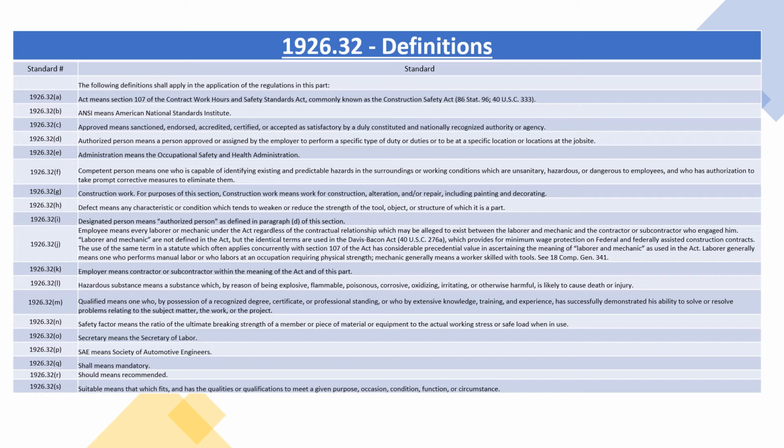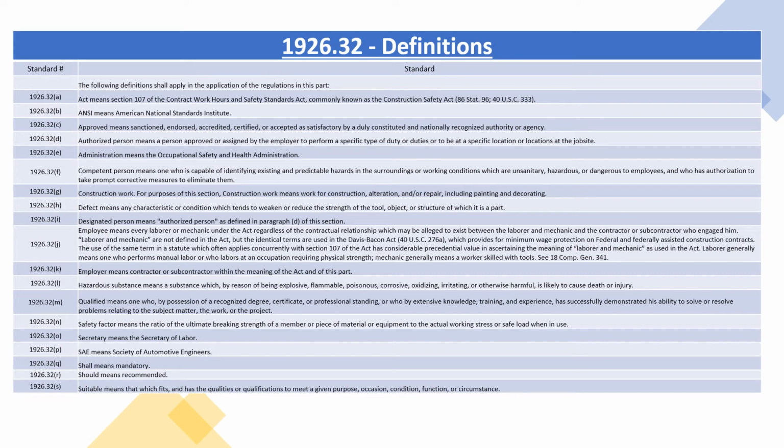276A, which provides for minimum wage protection on federal and federally assisted construction contracts. The use of the same term in a statute, which often applies concurrently with Section 107 of the Act, has considerable precedential value in ascertaining the meaning of laborer and mechanic as used in the Act. Laborer generally means one who performs manual labor, or who labors at an occupation requiring physical strength. Mechanic generally means a worker skilled with tools.